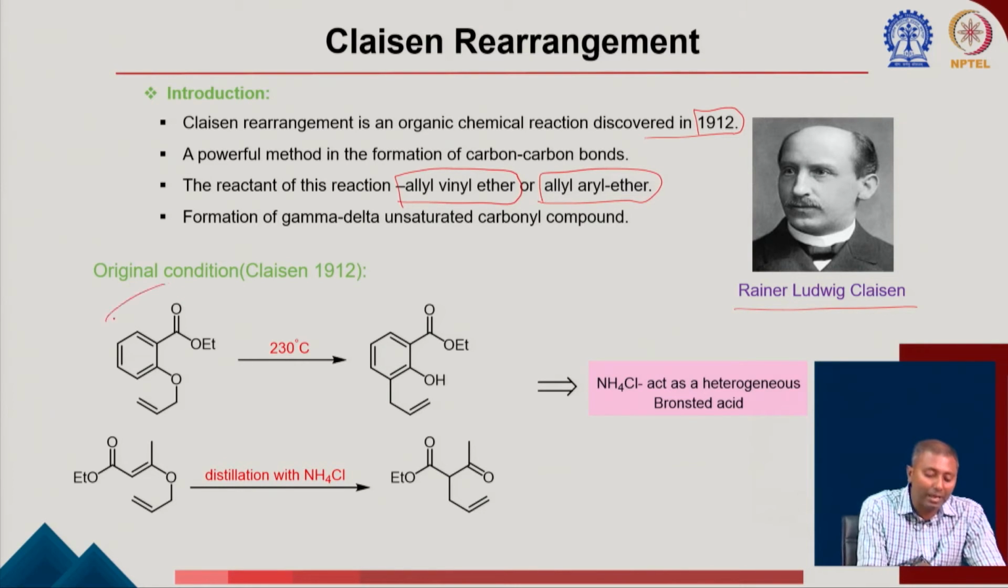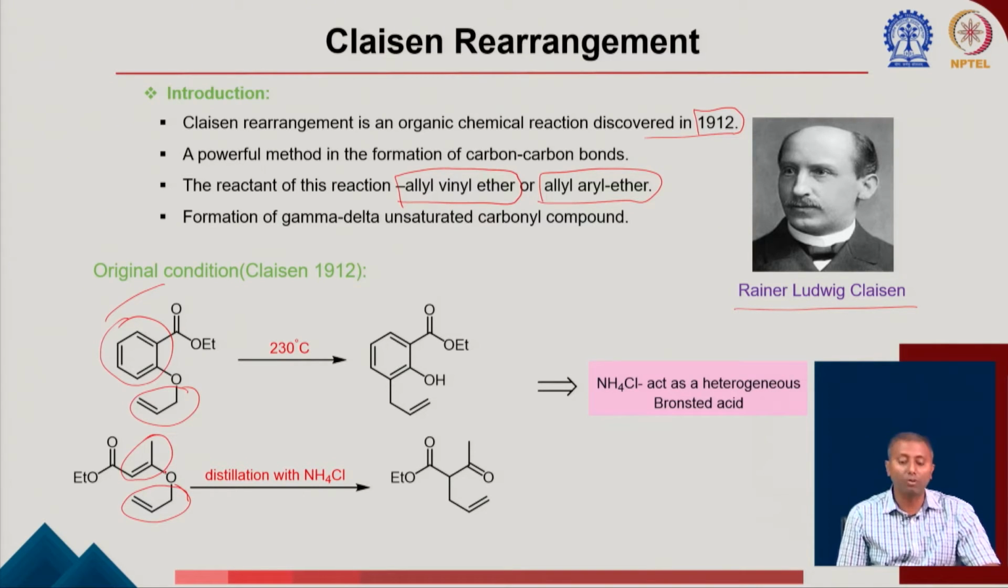So, this compound has an aryl group here, and then there is an allyl group here which is connected through oxygen. This is called an aryl allyl ether. Or you can have a class where you have a vinyl group next to the oxygen and then an allyl group here. We call it allyl vinyl ether.